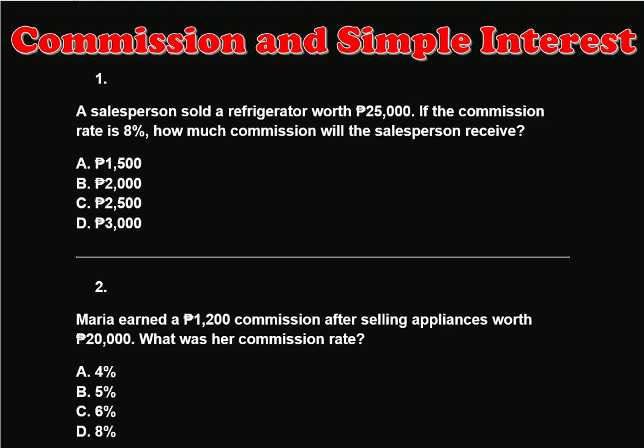Okay, so number one, a salesperson sold a refrigerator worth 25,000. If the commission rate is 8%, how much commission will the salesperson receive? Okay, so our formula for commission is: commission is equal to sales multiplied with the commission rate.